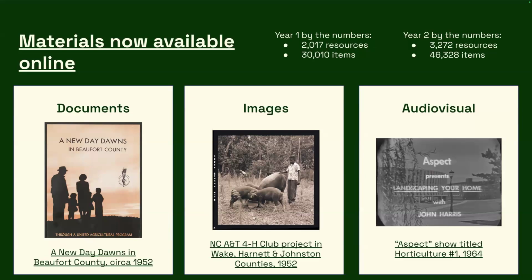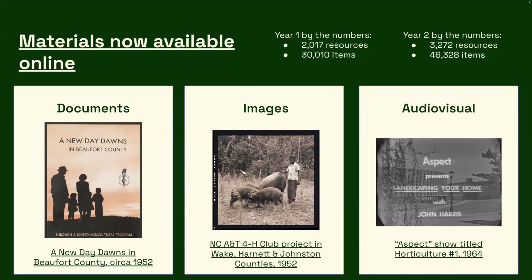So from NC State's University Archives collections, we have done documents, images, and audiovisual materials. All of these have focused on county operations and activities for the most part. This document on the left of your screen is a Through a United Agricultural Program publication. The North Carolina Agricultural Extension Service, as it was of course then known, had a hand in publishing these in various different counties. This one's from the County Operations Records collection.